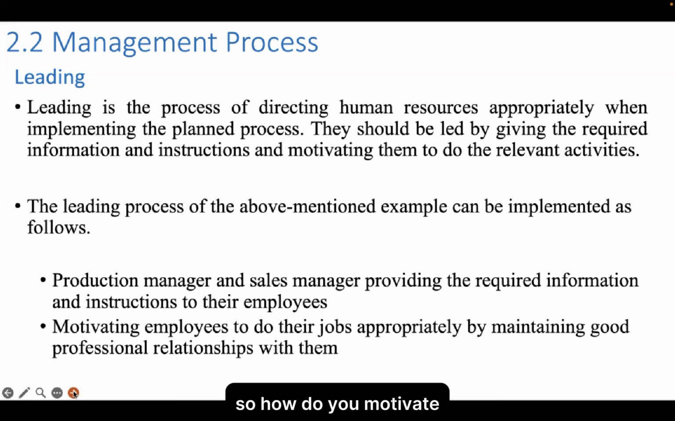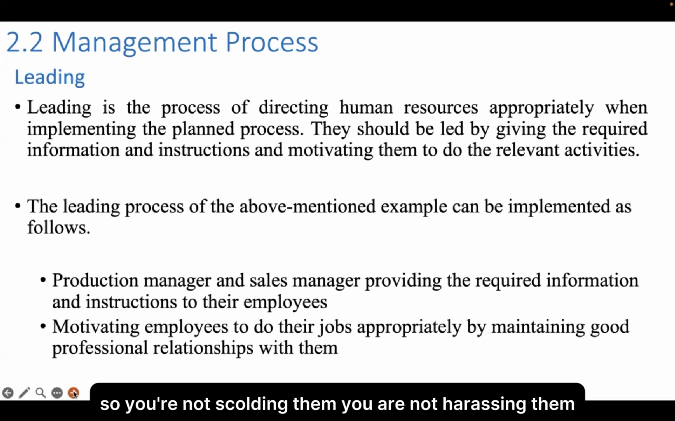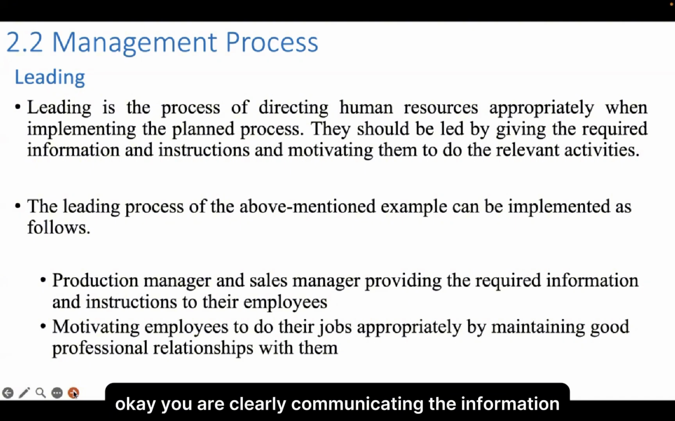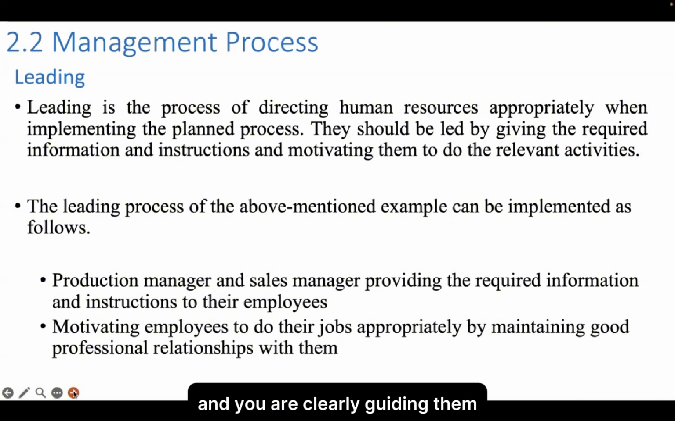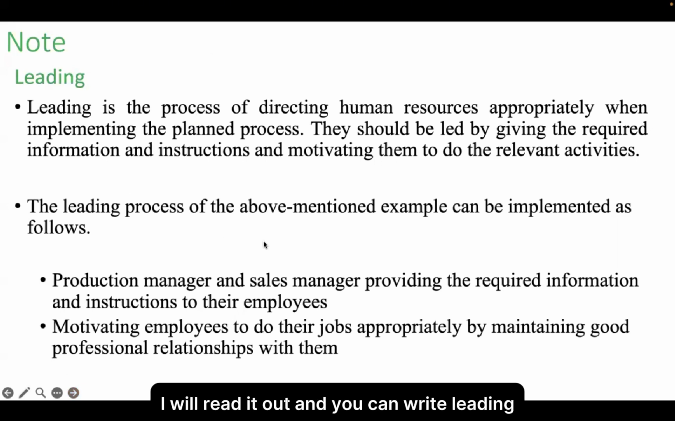So how do you motivate? By giving them the right professional relationship. So you are not scolding them, you are not harassing them. You are clearly communicating the information, and you are clearly guiding them, giving them instruction, and with that you are motivating them. So you can write the note. I will read it out and you can write it.